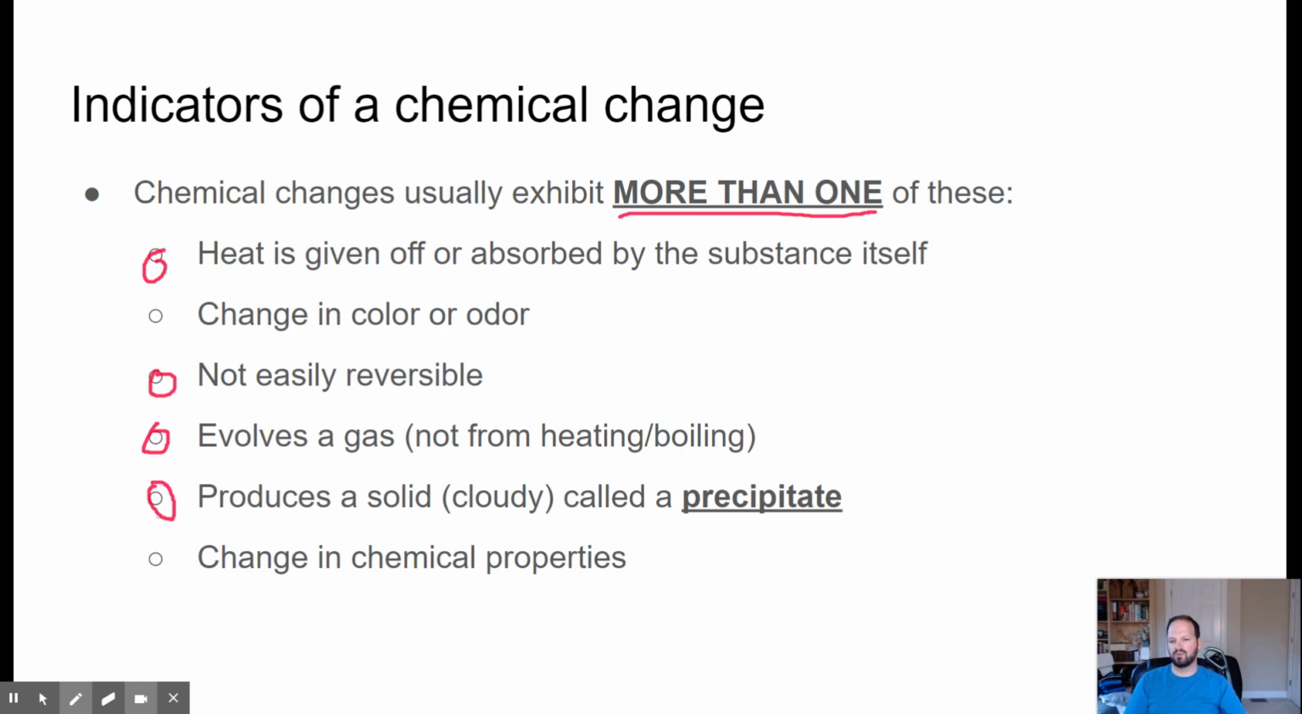And finally, change of properties. If you burn something, you can't reburn it. So flammability, if it changes its flammability, it's probably a chemical process, not a physical process.